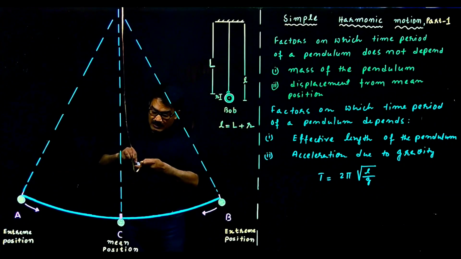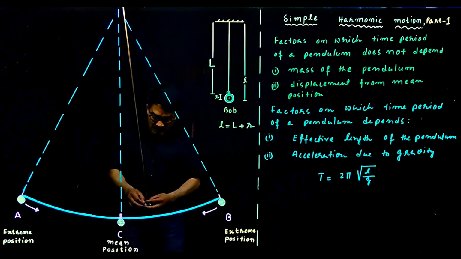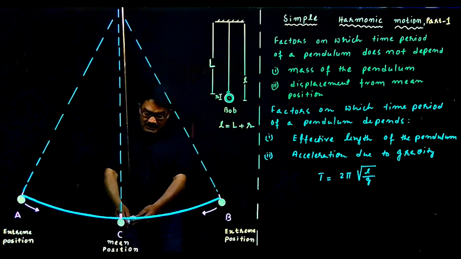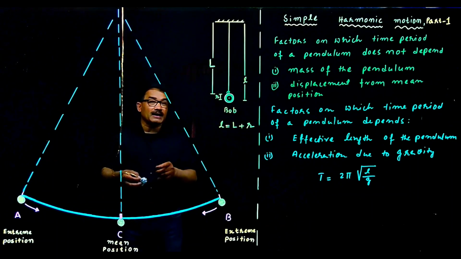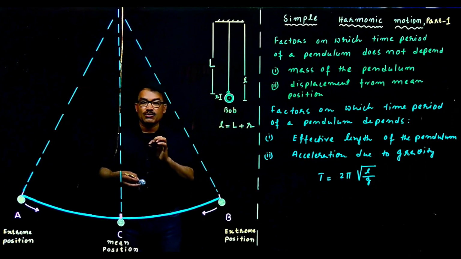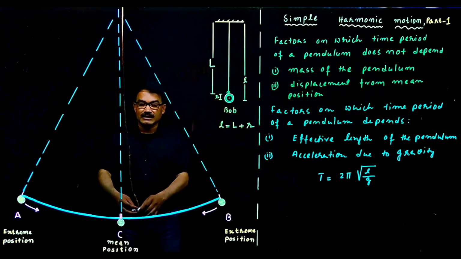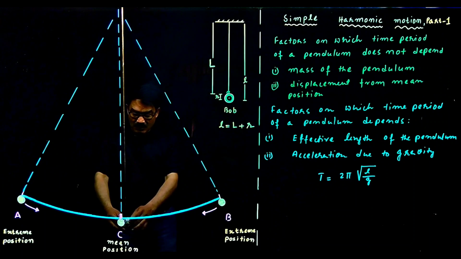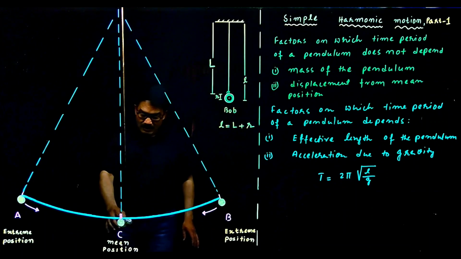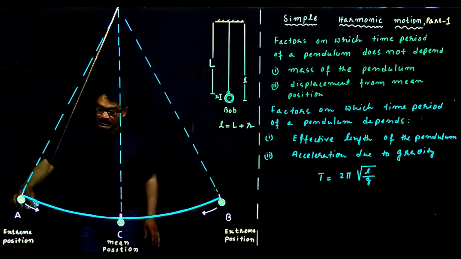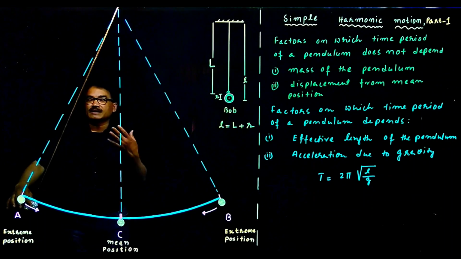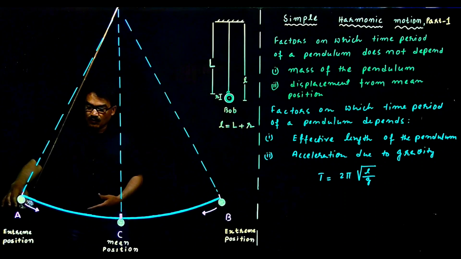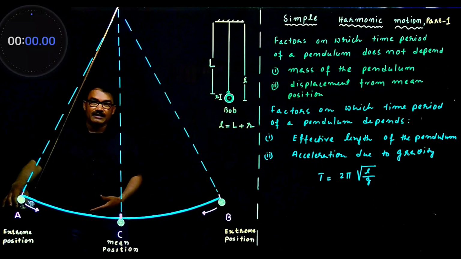Now I have got another bob in my hand, so I will add this bob to the previous one. That means now the mass of the pendulum is increased by 2 times. So if the mass of the bob earlier was m, now it is 2m. Let us check whether there is any change in the time period. So we'll perform the same: we'll take the bob to the extreme position and let it go for 10 oscillations, and check what the time period is this time. So 1, 2, 3, start.